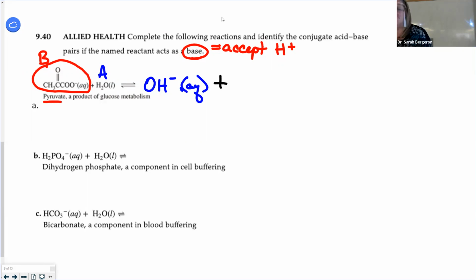So where in the world do I put the hydrogen on that pyruvate? So you go and look for a negative charge. Where do you see a negative charge? On that very last oxygen. Stick your hydrogen in place of the negative charge. So rewrite the whole thing, CH3, C double bond O, C, O, O, H.